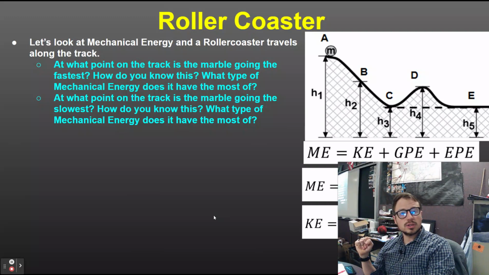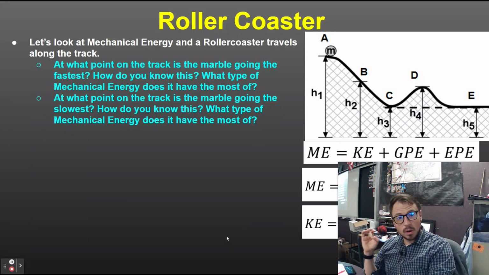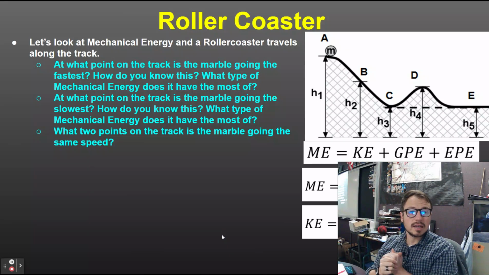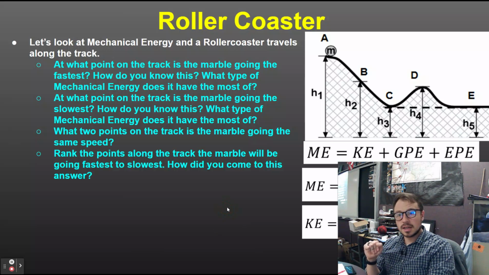What point is the marble going the slowest? It's going to be point A, right? The very top. If it starts at rest or if it's rolling, it doesn't matter. The highest point is going to be the slowest point because that's where most of the mechanical energy is gravitational potential energy. I can look at this track and know that points C and E are going to have the same speed because they're the same height. That means the same amount of gravitational potential energy has been converted into kinetic energy.